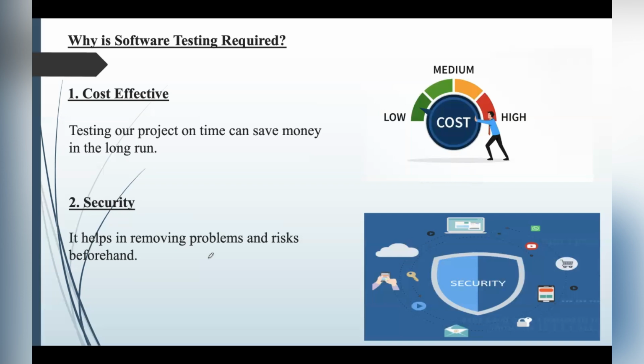Second one is security. This is the most sensitive and vulnerable part of software testing. Users are always looking for trusted products that they can rely on. It helps in removing problems and risks beforehand.